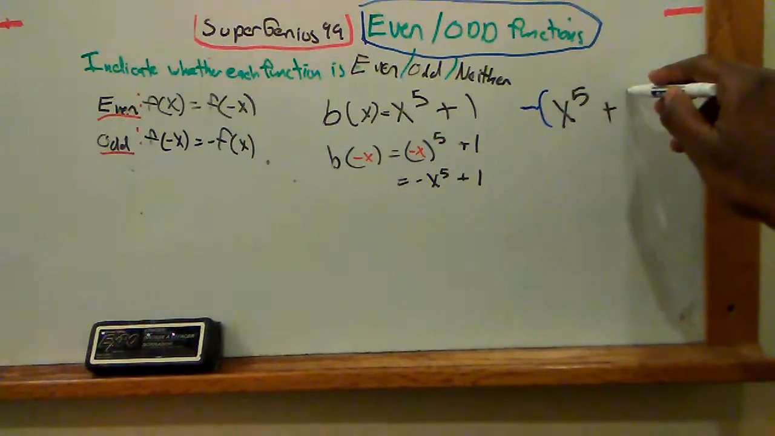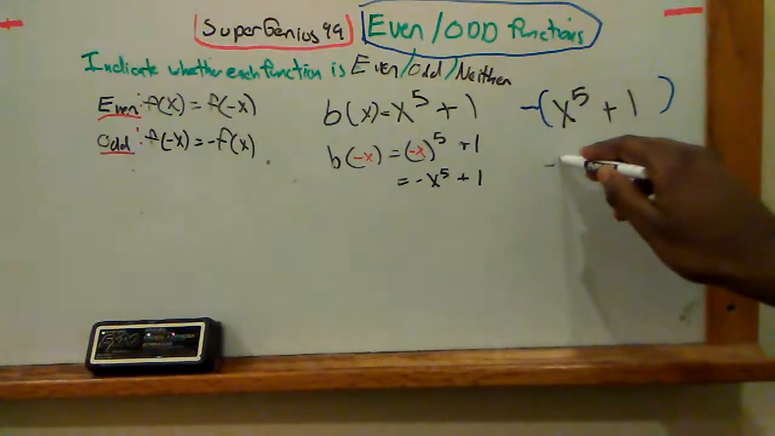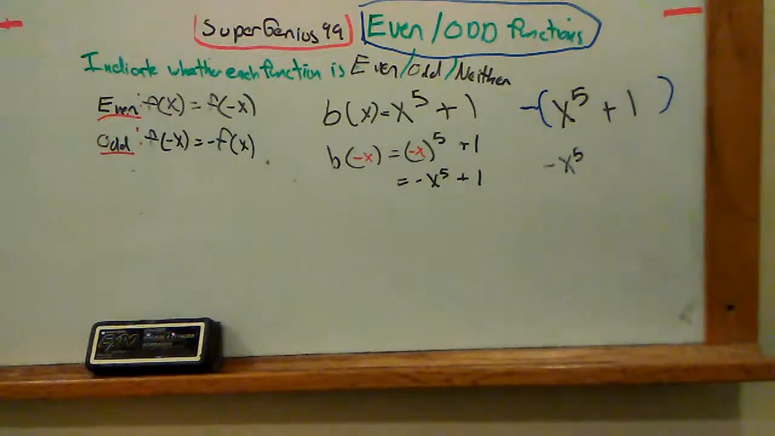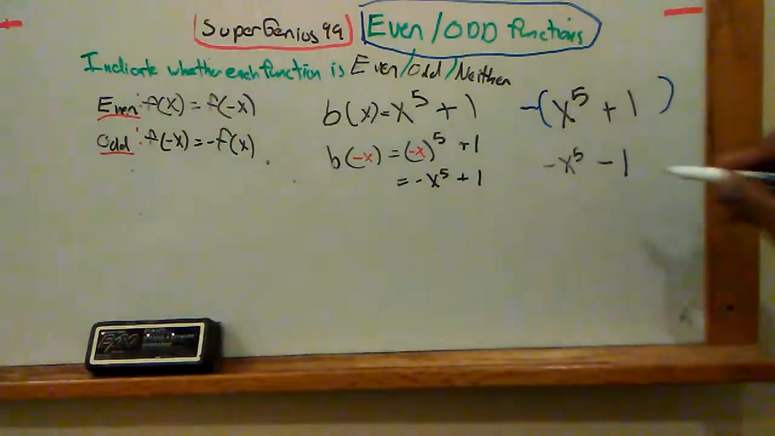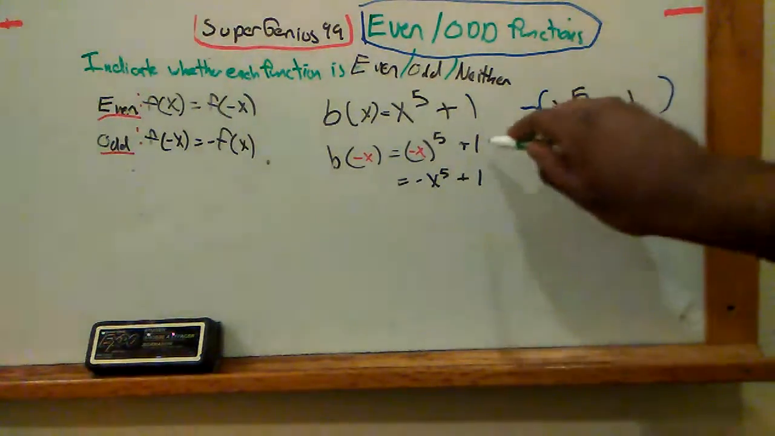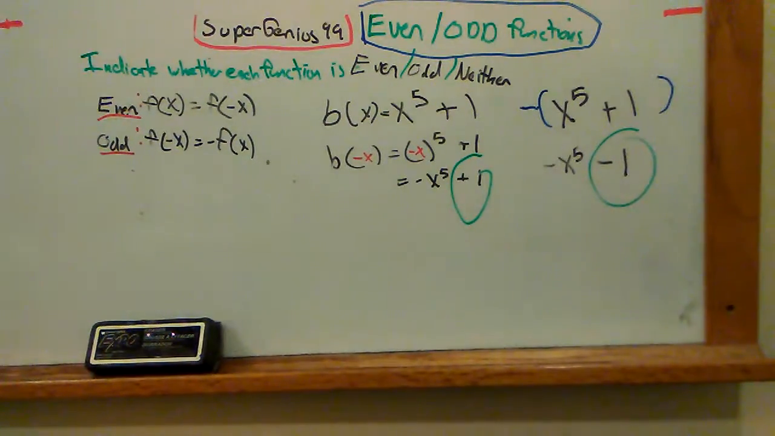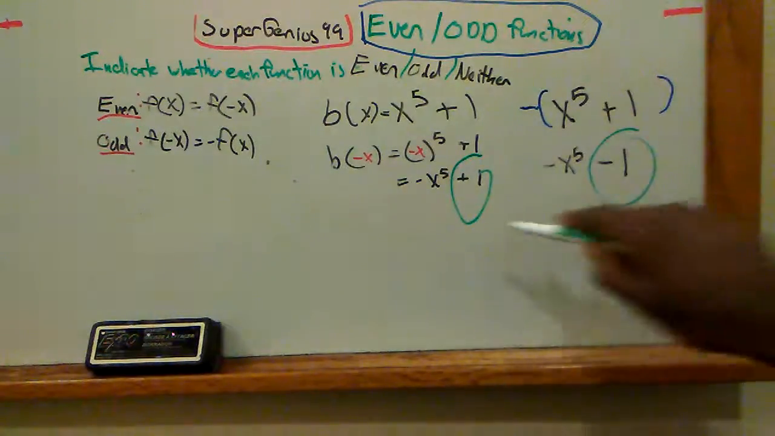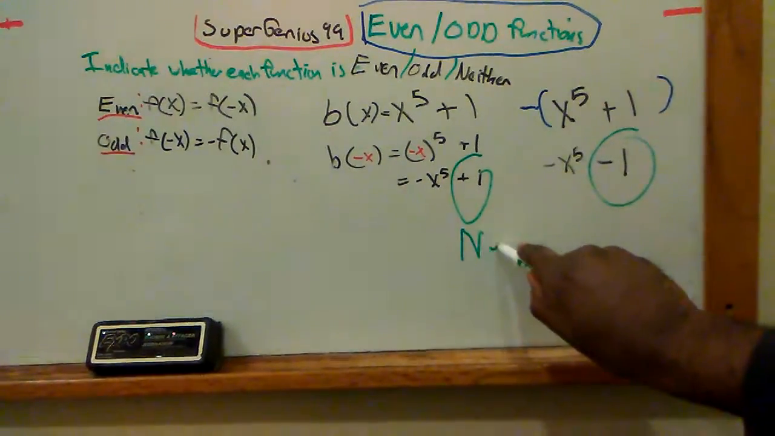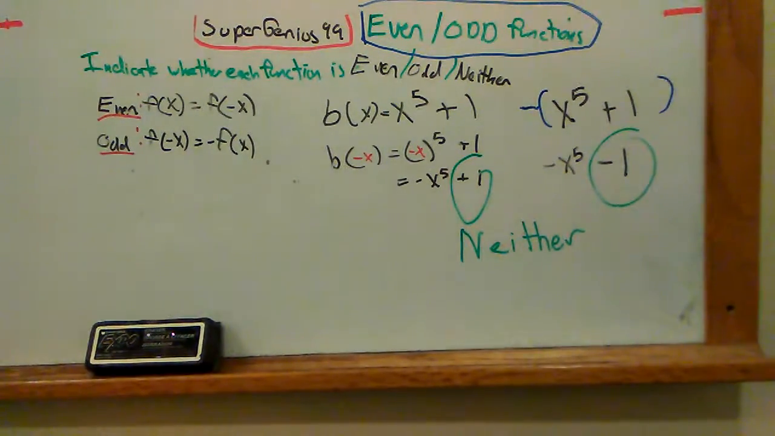I know some of y'all need to see it to believe it, right? Okay, so negative times x to the fifth is a negative x to the fifth. But a negative times that 1 is a minus 1. See, they're not the same, because here you have x to the fifth plus 1. Here you have x to the fifth minus 1. So those two are not the same. So this is a case of neither, right? It's neither even nor odd.